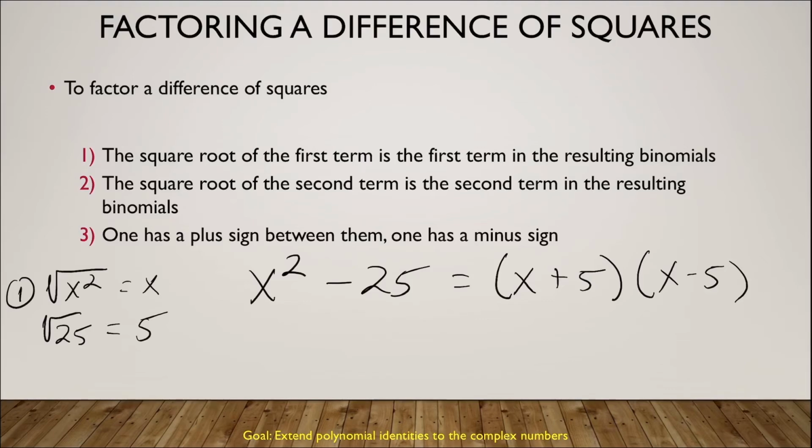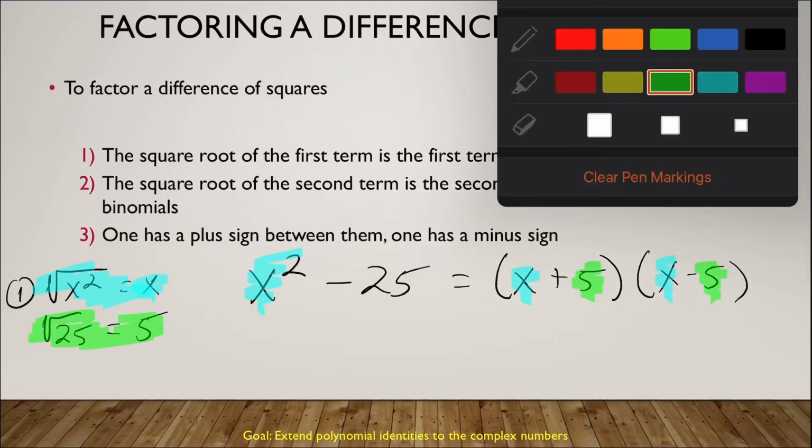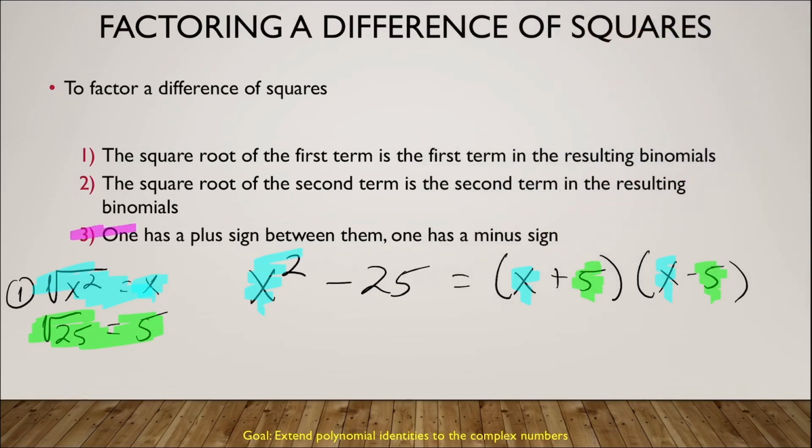The first step was the square root of the first term. It's the first term in each of the resulting binomials. So the square root of this gives me there. That was step 1. Step 2 is the square root of the second term, so that's the square root of 25, which is the second term in the resulting binomials. And then step 3 is you have 1 plus sign and 1 minus sign. That's how we did the difference of squares.